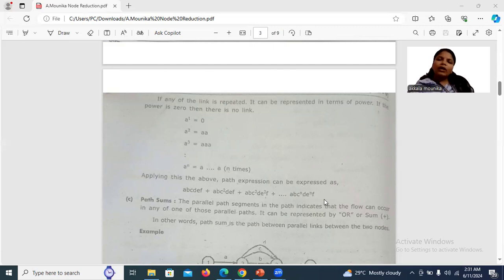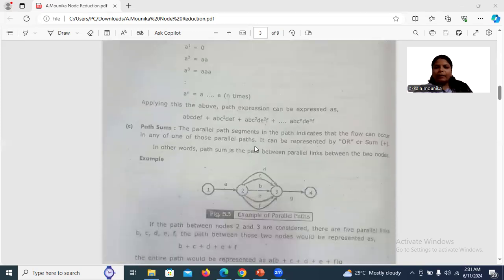Next, what is the meaning of path sum? The parallel path segment in the path indicates that the flow can occur in any one of those parallel paths if it is represented by OR or sum. In other words, the path sum is the path between parallel links between two nodes.